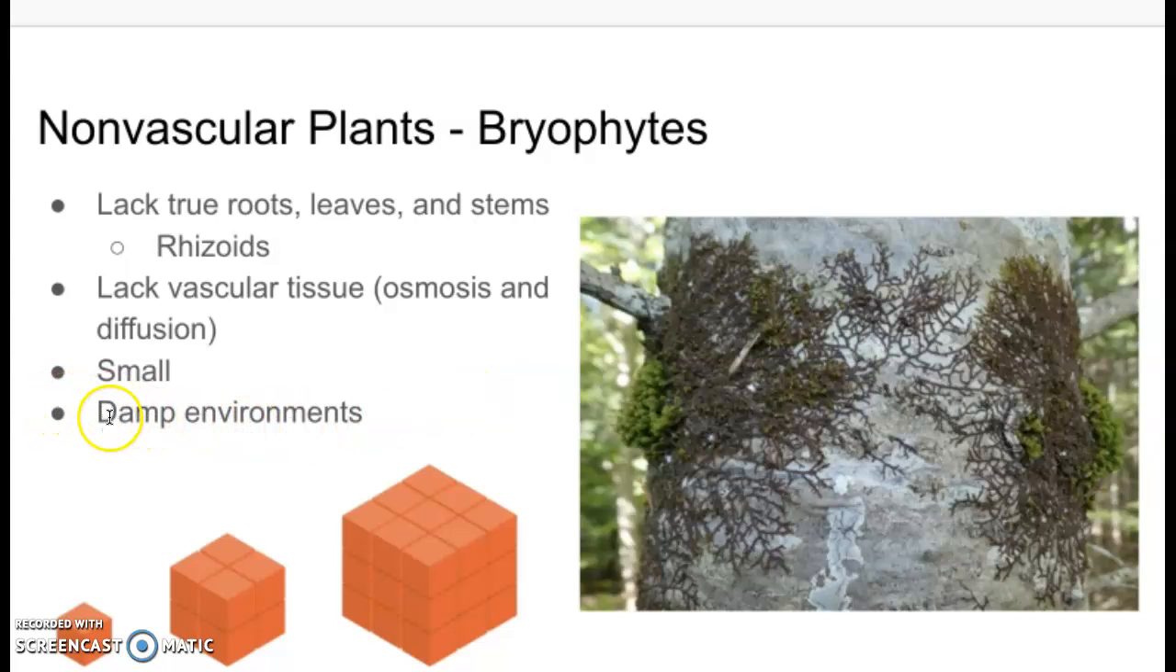And another thing, because they lack vascular tissue, they're going to be very small. So you never see a moss probably more than a couple of inches tall. Notice here, these cubes are here to demonstrate that if you think about osmosis and diffusion and the transmission of particles, it is a lot easier to distribute moisture in something that is this small. And if it's larger, it's going to take a lot longer to get the nutrients to other places. So that's why they can only really be small in size.